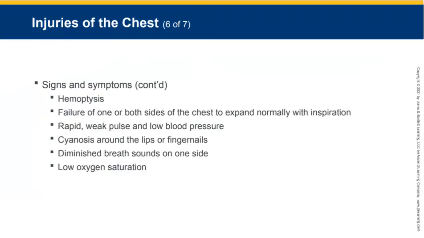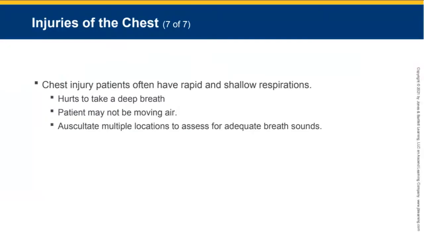Cyanosis around the lips or fingernails, diminished breath sounds on the side that is affected, low oxygen saturation. Chest injury patients often have rapid, shallow respiration because it hurts to take a deep breath. Patient may not be moving air properly if they are breathing shallow. So you know that you need to be worried about the patient losing their ability to ventilate because they're not getting enough air down to the alveoli.